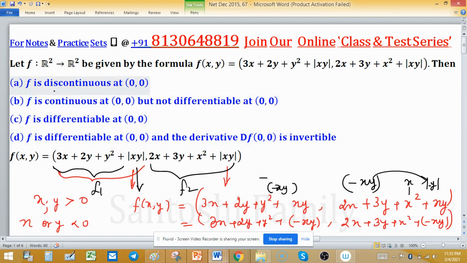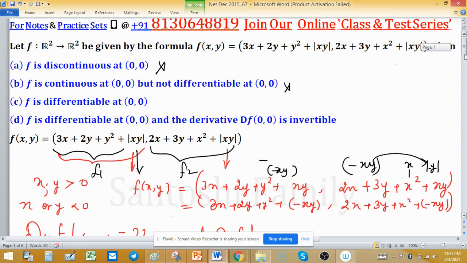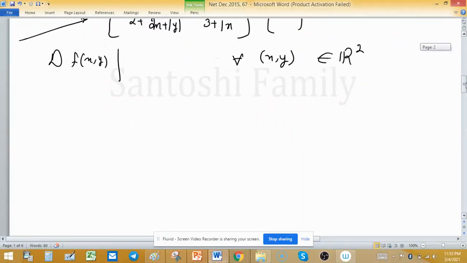So in the first option, f is discontinuous at (0,0), this option goes wrong. f is continuous at (0,0) but not differentiable: the function is continuous and differentiable both, but by this word not, this is again a wrong option. f is differentiable at (0,0), this one is true. f is differentiable at (0,0) and the derivative df(0,0) is invertible. Now we need to check invertible.